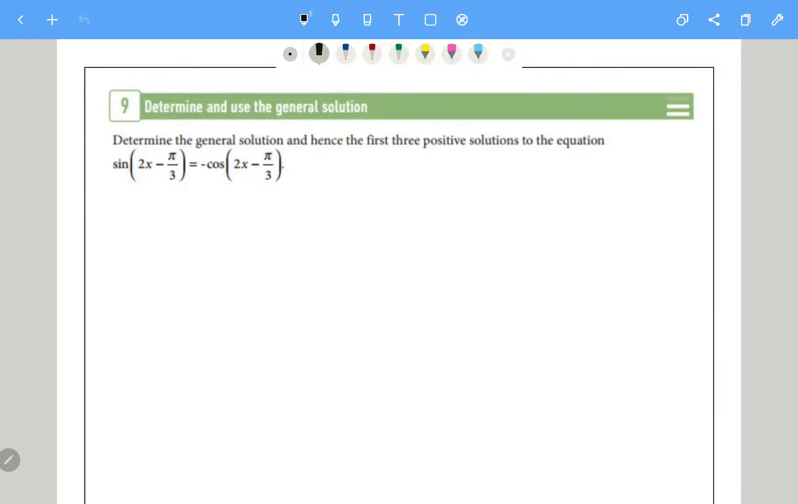Alrighty, today we're going to be having a look at this question here. Determine the general solution and hence the first three positive solutions to the equation: sine of something equals negative cos of the same something. Notice these two things are the same. So what we're really asking here is when is the sine of the angle equal to the negative cos of the angle.